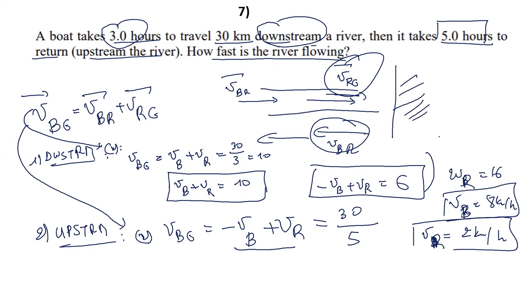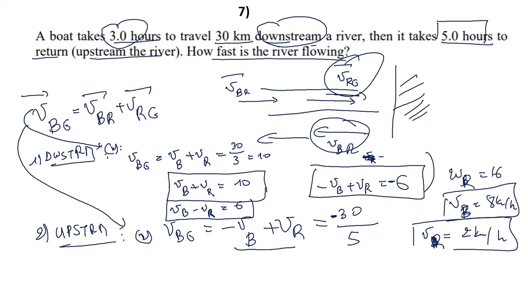Okay. But how will I do it here? Yes, because here I'm moving in the negative direction. So here it will be minus, because the displacement is negative. So in other words, the second equation is just V boat minus V river is equal to 6. Yes, this is the second equation.